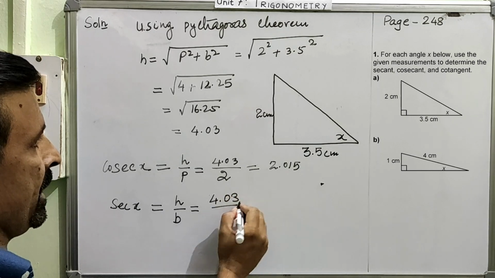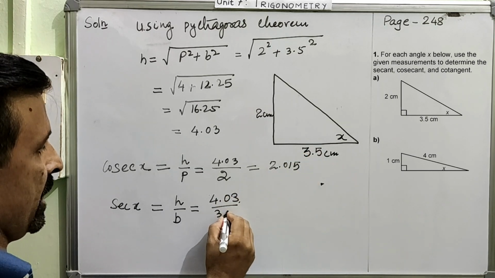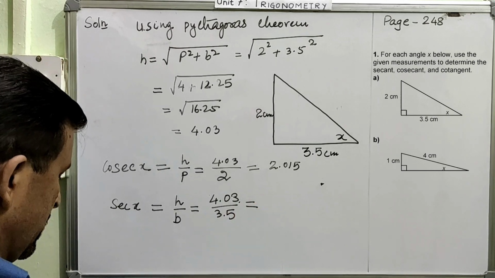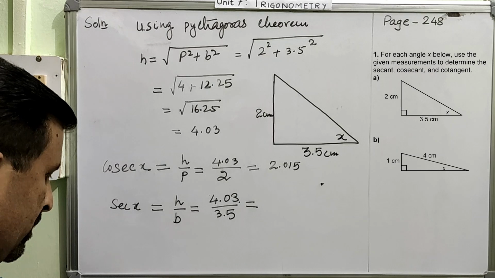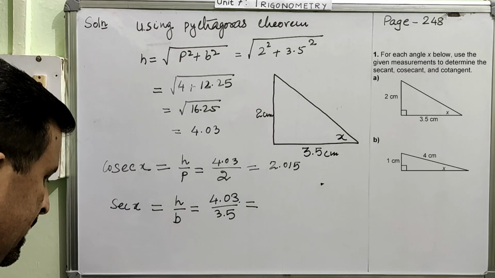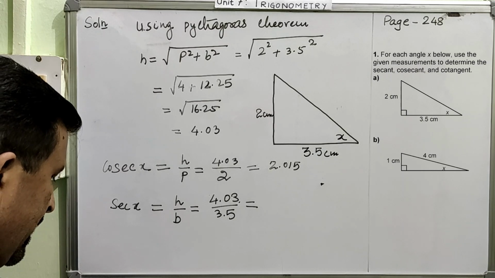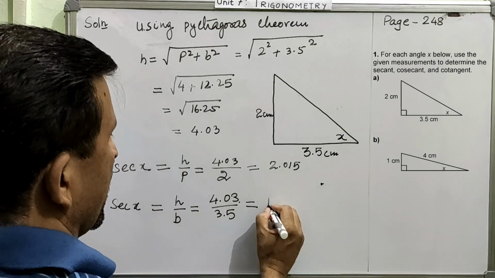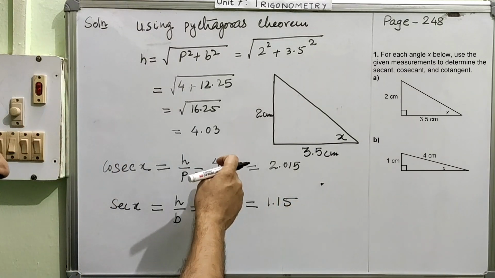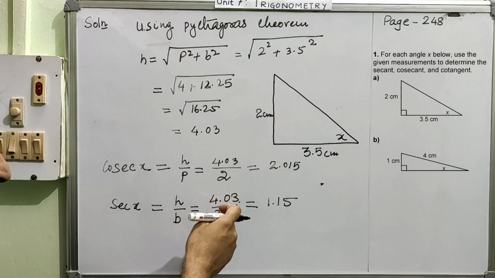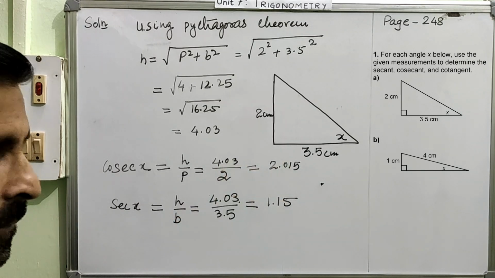4.03, and then b is 3.5. So 4.03 divided by 3.5 comes as equal to 1.15. Okay, if they ask to leave the answer in ratio, we can leave it here. Otherwise, you can find the final value.